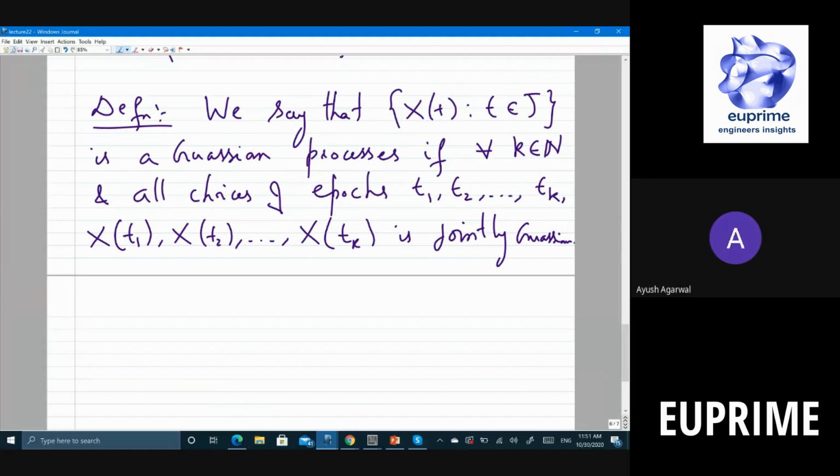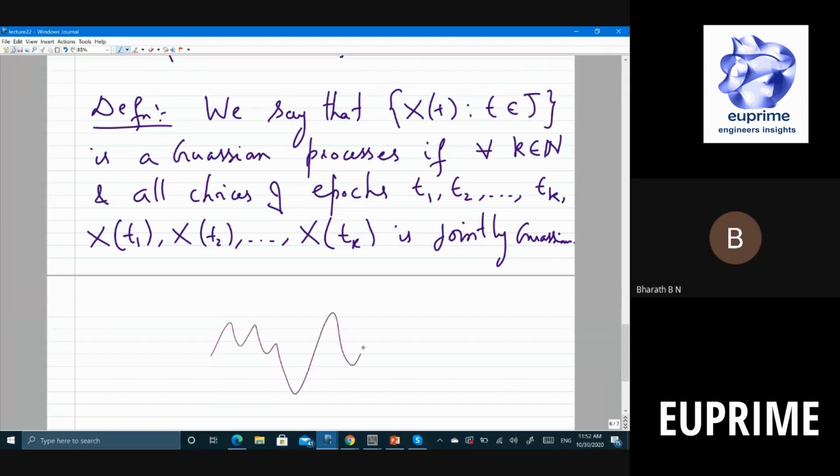Yes, sir. So in a random vector, there are random variables x1, x2 up to xn. So here t1, t2 are different, and we are substituting X of t1, X of t2, and something like that. So, for example, I can think of it like this, right?